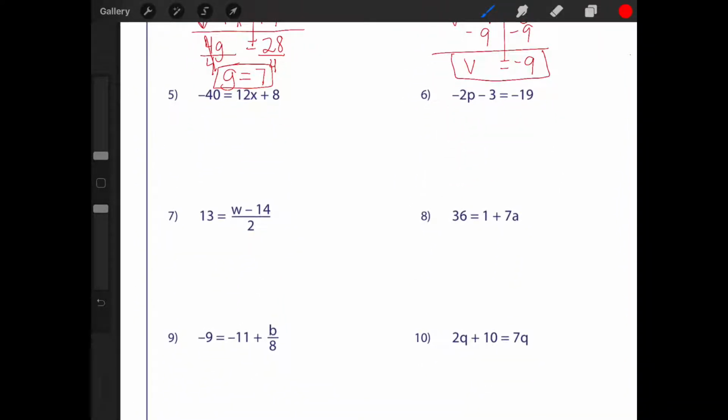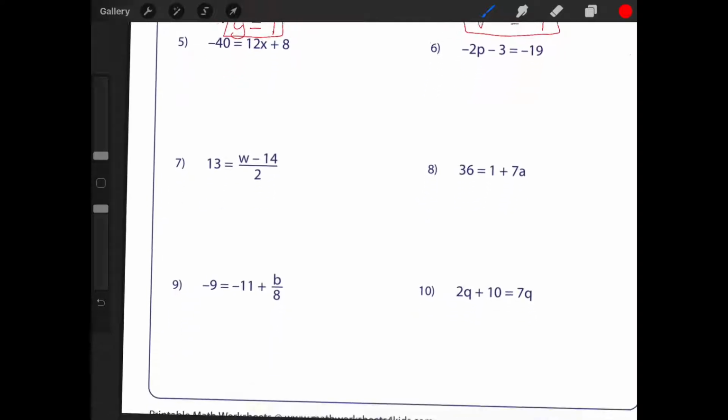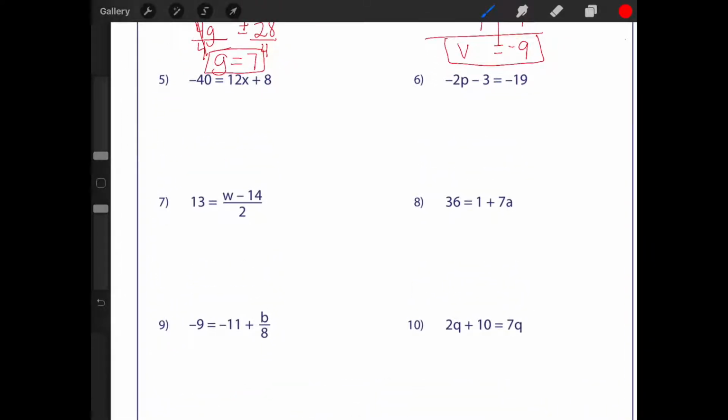All right, I am going to do number 7 and number 9 with you. Ooh, and number 10, yeah, I'm going to go ahead and do number 10 as well because those ones are the trickiest ones. I'm going to leave 5 for you to do, 6 for you to do, and 8 for you to do. But let's go ahead and do number 7.